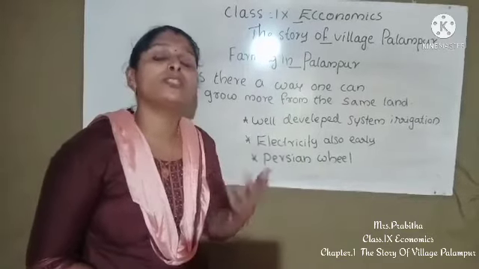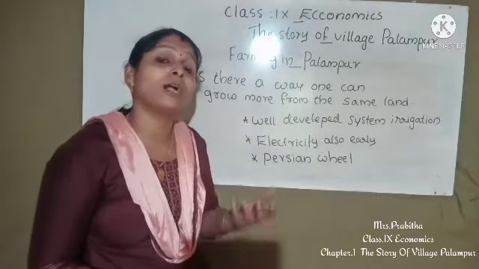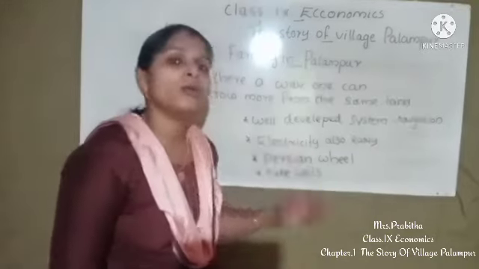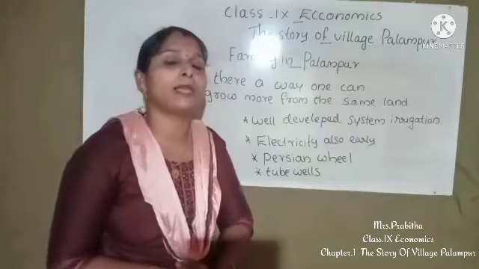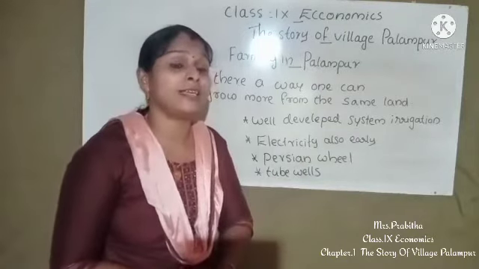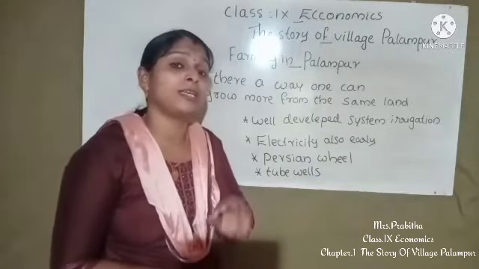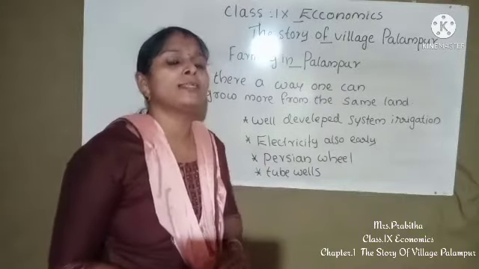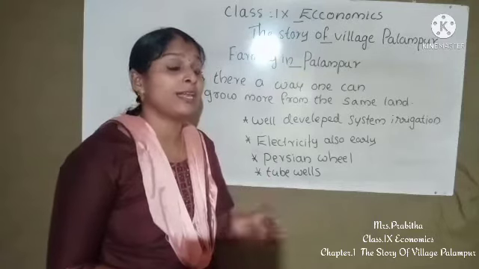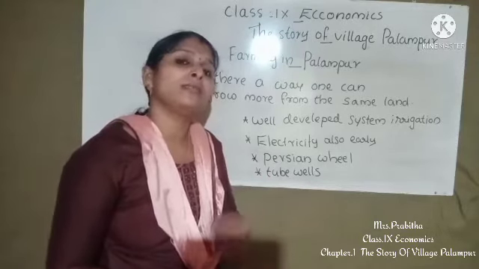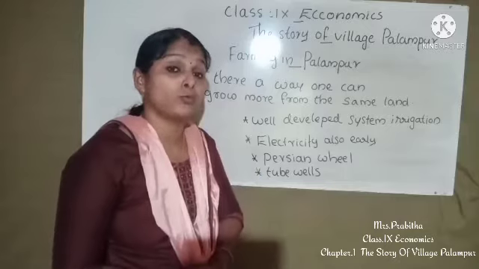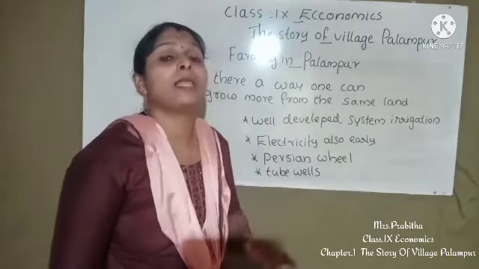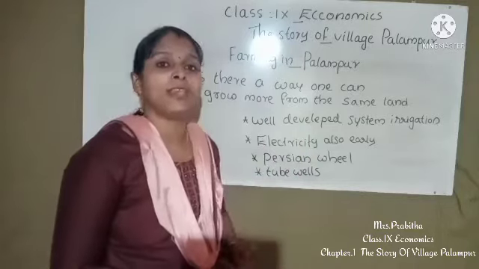Persian wheels are used by farmers to draw water from the well to irrigate the fields. Electric run tube wells were also used by the farmers in Palampur to irrigate a large area under cultivation. In the beginning, the government provided some tube wells to farmers for irrigating the land. Later, the farmers themselves bought private tube wells. These were some of the reasons the farmers in Palampur grow more than two crops in a year.